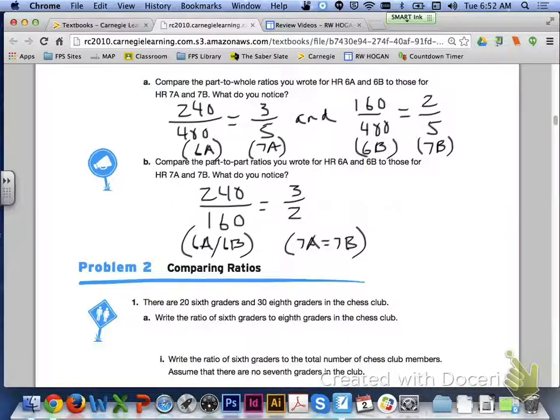If you look at letter B, the part-to-part ratio for homeroom 6A and 6B was 240 to 160. The part-to-part ratio for homeroom 7A and 7B was 3 to 2. Those ratios are also equivalent. So that's hopefully what you noticed for letter A and letter B, that all of those part-to-whole and part-to-part ratios were equivalent.